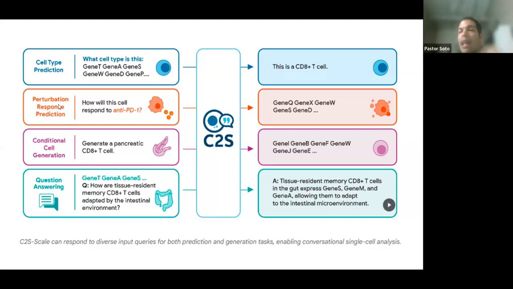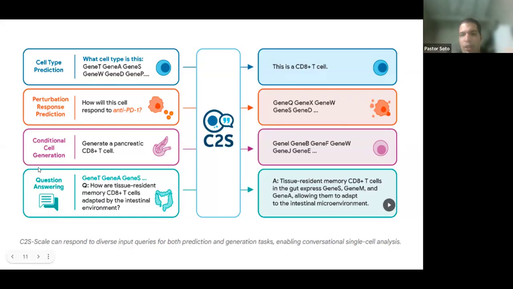It also allows you to test perturbation response. For instance, I have this cell, how will this cell behave under this condition, and it will generate the genes of the cell with that perturbation. And also conditional cell generation, where you can specify different types of conditions and you want to see the different genes of that cell.